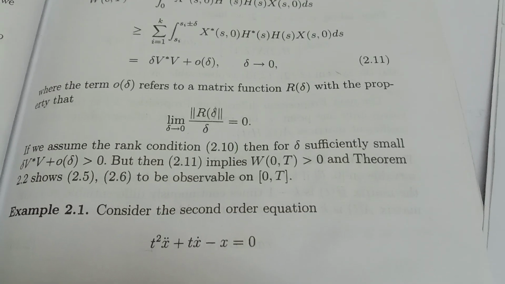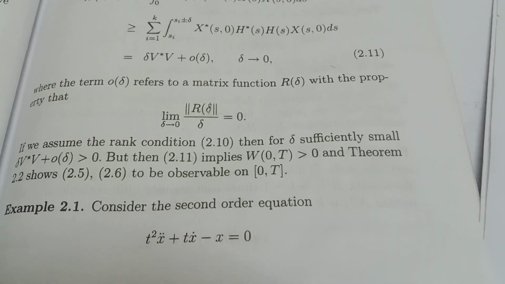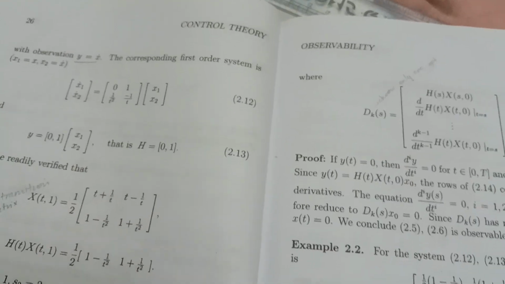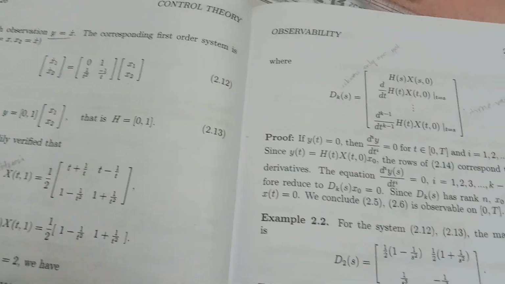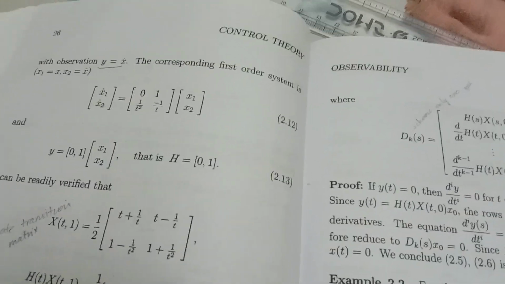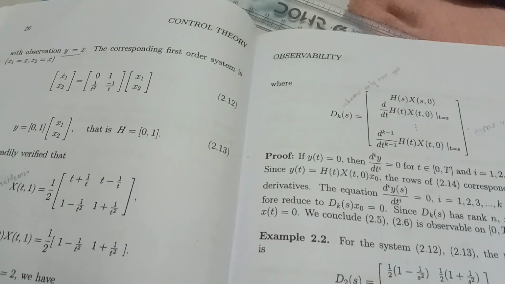Hello everyone, today we are going to see example 2.1. Consider the second order equation, that is t square x double dot plus t x dot minus x equal to 0. The observation given here is y equal to x dot. Instead of a second order equation, we have to convert it into first order equations, making some assumptions.